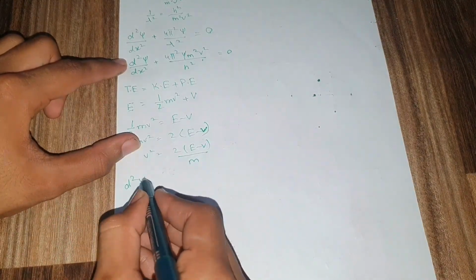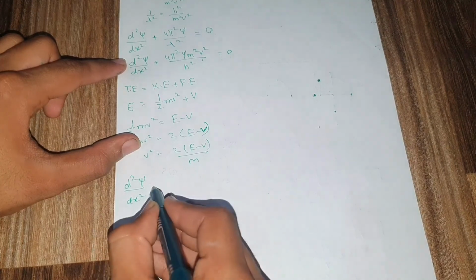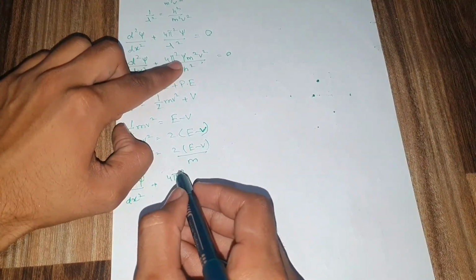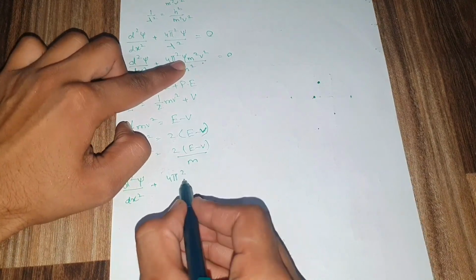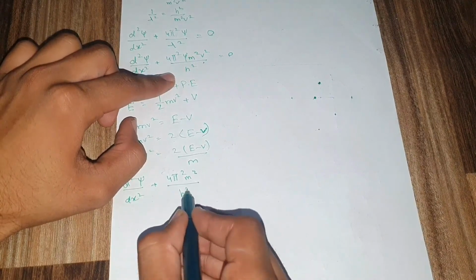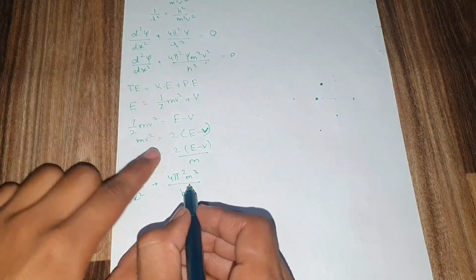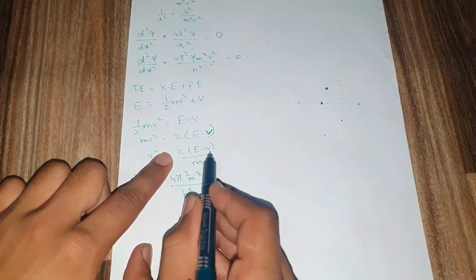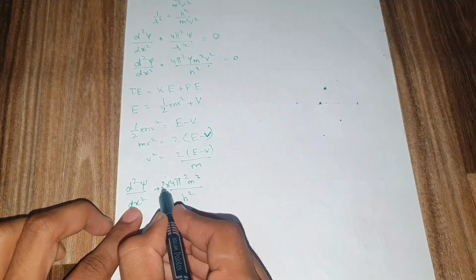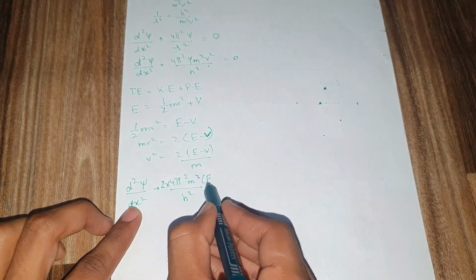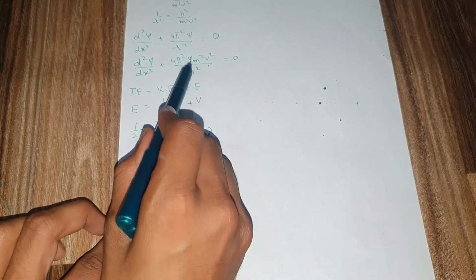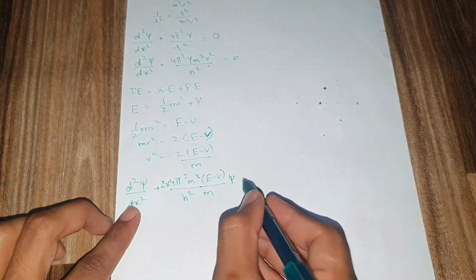d square psi divided by dx square plus 4 pi square. This psi sign I am going to use at the end, so I am not going to put the psi sign here. I am just going to move on with m square divided by h square. This v square, what is the value of this v square? This v square has a value of 2 into e minus v divided by m. So multiply by 2, I am taking 2 here, and the e minus v, okay, divided by m, and I have left the psi, so I will write the psi here is equal to 0.